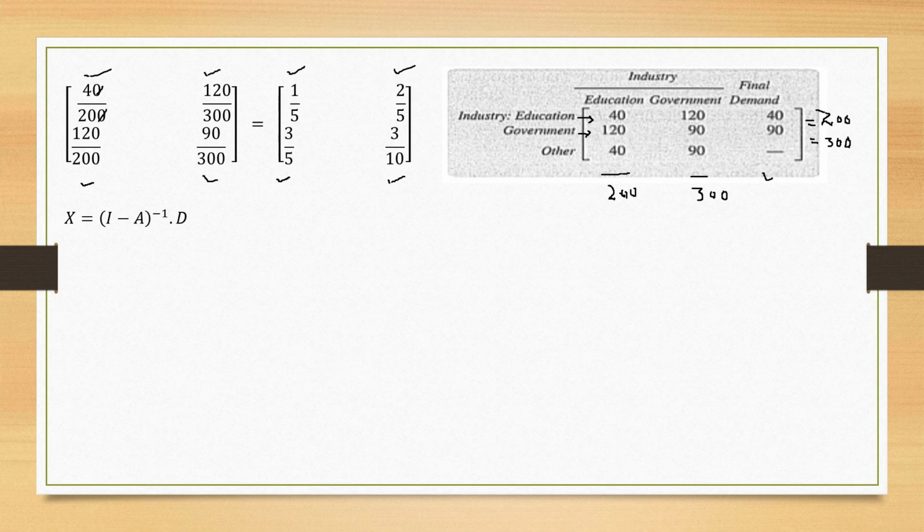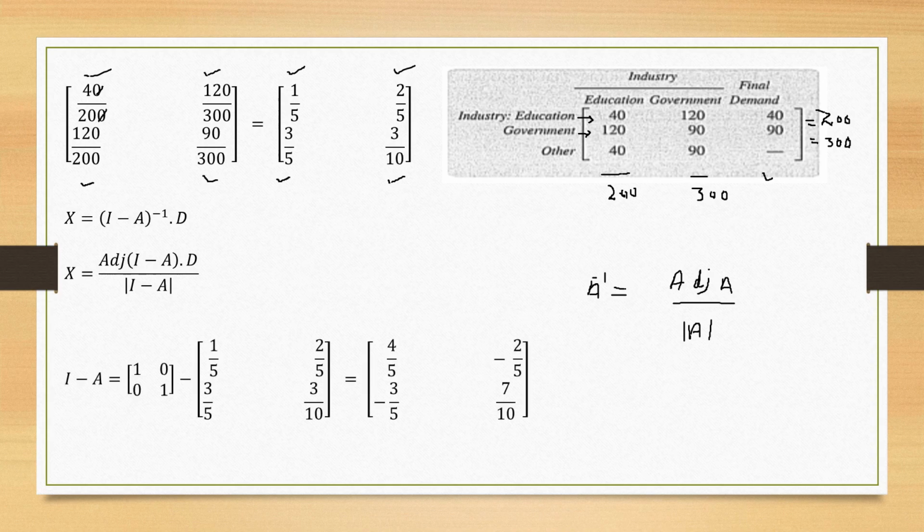Now we need to find the output matrix. The output matrix X is equal to (I minus A) whole inverse into D, where I is the identity matrix. We know that A inverse is equal to adjoint of A divided by determinant of A, so here (I minus A) inverse is adjoint of (I minus A) divided by determinant of (I minus A), into D. Let's put the values here.